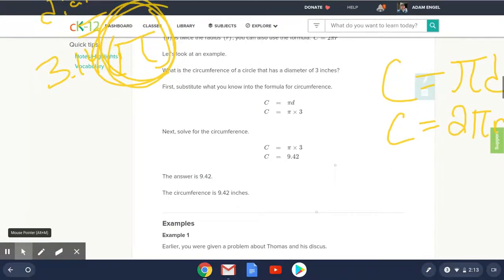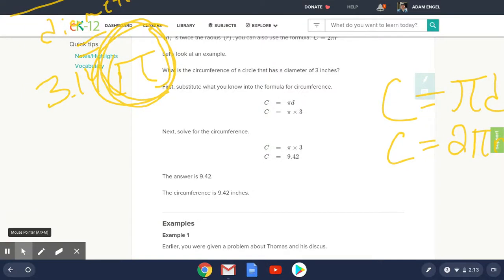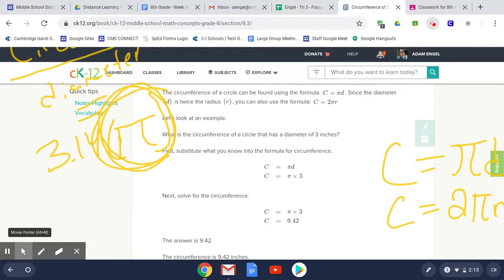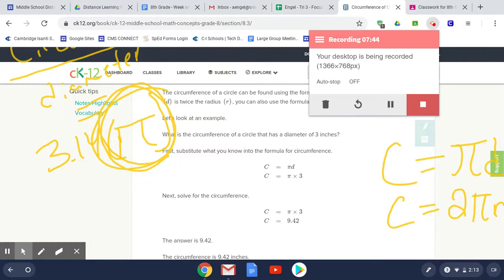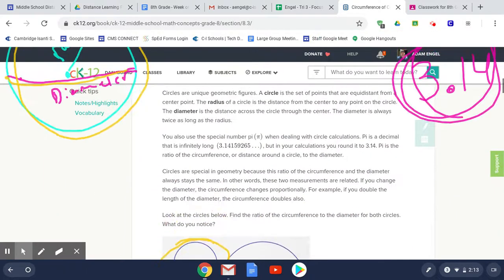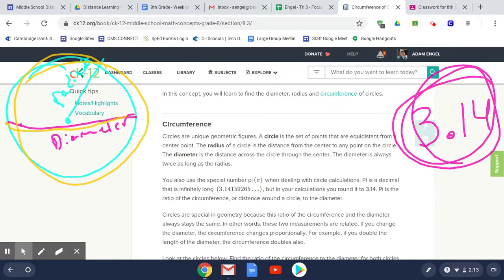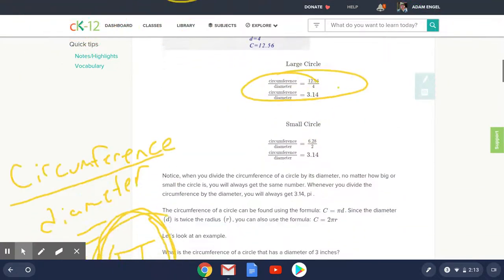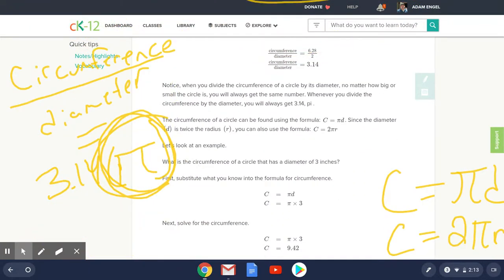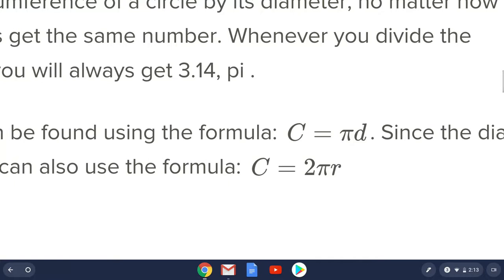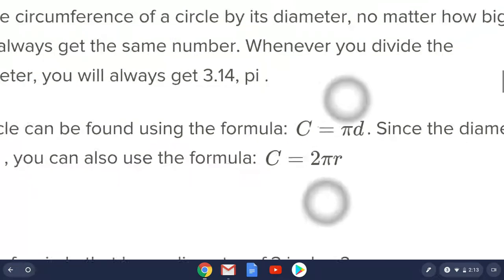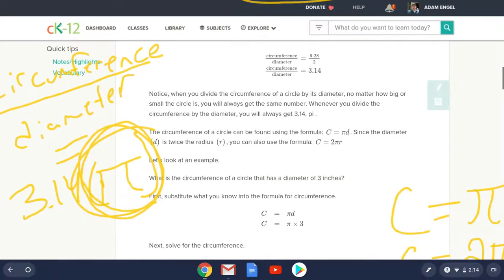So guys, I want you to go ahead and pause the video here. This is the end of our Monday lesson, but make sure that you have our vocabulary terms that I listed earlier. Make sure that you have circle, radius, and diameter written down, as well as our 2 formulas. Circumference equals pi times diameter, and circumference equals 2 times pi times radius. Okay, so make sure that you have that done, and pause the video here, and we'll see you tomorrow.